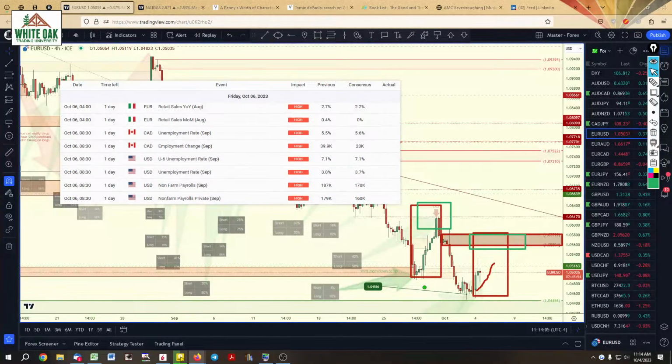So what I'm looking at is they need a better than expected number. So non-farm payrolls last month was 187, and consensus 170. So better than expectation would be anything above 170. So is it going to be above 187? I don't know. Do I think a lot of jobs are being created? No, I don't think so.